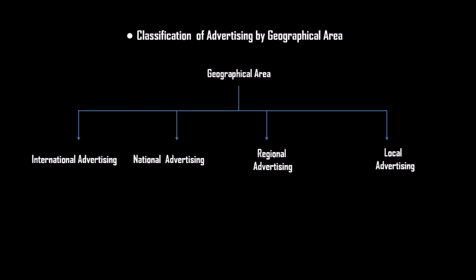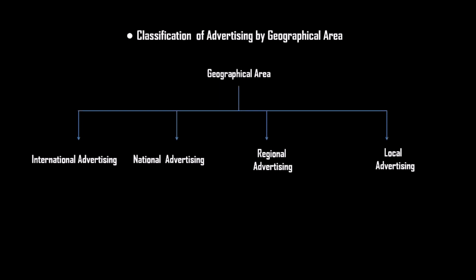National advertising is used by companies who want to advertise their product in a particular country or nation. In case of national advertising, customers from all regions of a country are exposed to advertisers' message by using national media such as television or newspapers. In case of regional advertising, advertisers advertise their product in a particular region of a country by using regional media such as television or newspaper.